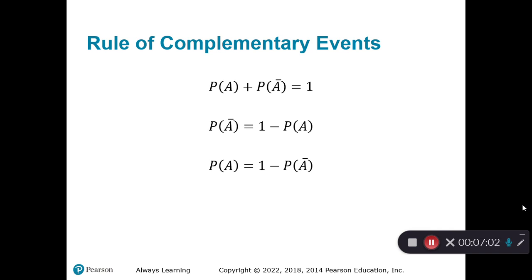So here are some alternate versions of the complementary rule for probability. We already saw the first one. The probability of A plus the probability of A complement is exactly 1. We also can say that the probability of A complement is equal to 1 minus the probability of A, or vice versa, the probability of A is equal to 1 minus the probability of A complement. This is actually a very simple, straightforward relationship, and we'll look at some examples to show you why this makes perfect sense.